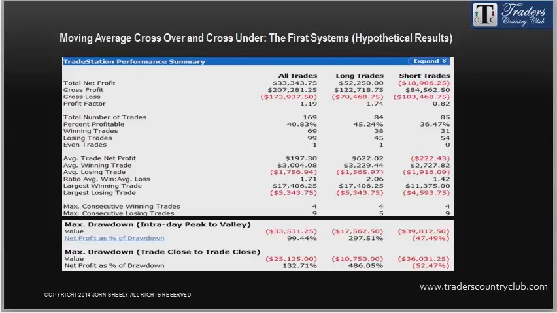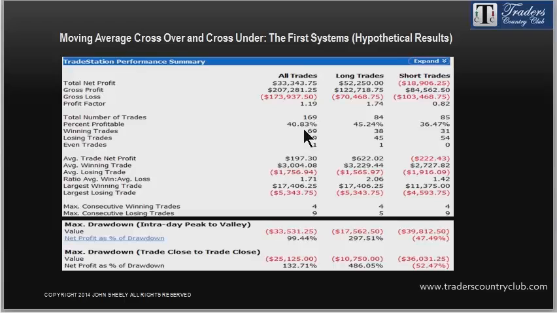Notice that the total dollar number is positive. That's the all trades result. So I'm not telling you that you're not going to make money from a moving average system. No, you can get positive results. But notice how often the moving average system had a winning trade. About 40% of the time.